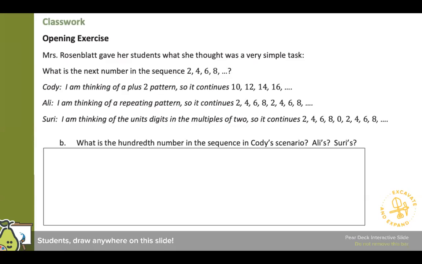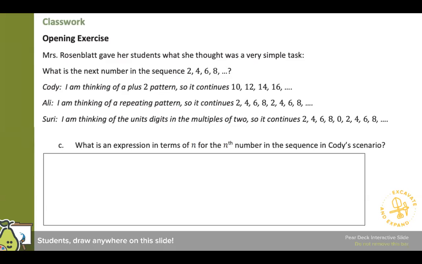And if we did that, we created a pattern, we identified it, we can think about an expression that can give us, in terms of n, the nth number of the sequence in Cody's scenario. So what expression could represent Cody's situation? So again, if we're thinking of this in terms of n, if we create an expression and we plug 1 into the expression, we should be able to get 2 out.